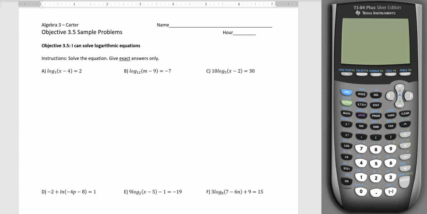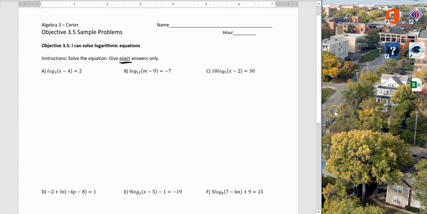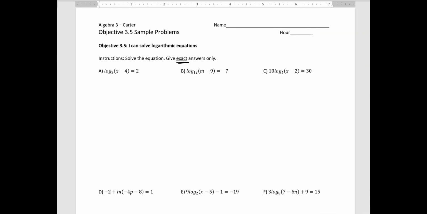Class, and welcome to our Objective 3.5 sample problems. Objective 3.5 says I can solve logarithmic equations, and that is going to be what we do today. For these, notice the instructions, they just want the exact answer. So no decimals here. We really should never use a calculator. So I'm going to close this calculator right here. Boom, it's gone. All right, so no calculator is going to be used today.